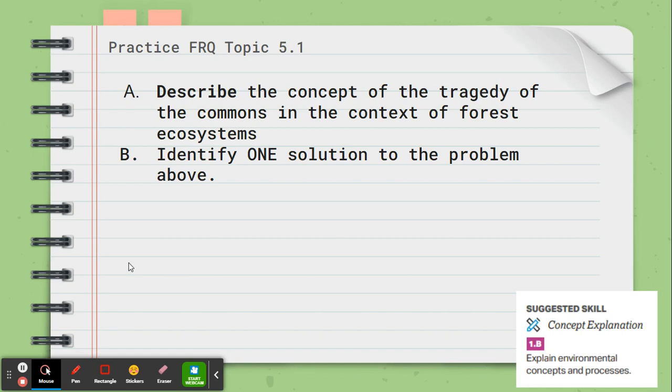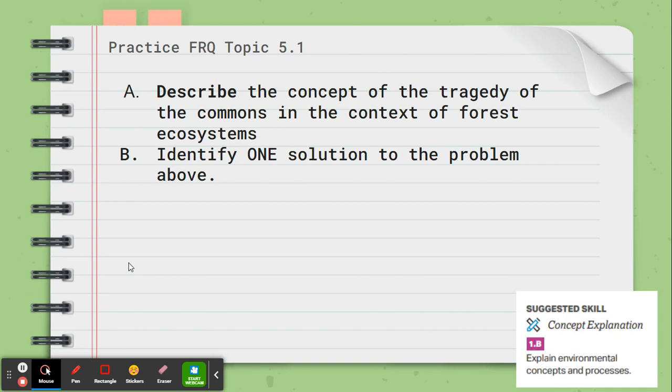So here's a quick little practice FRQ. You can pause the video at this point and write your FRQ in your FRQ journal and on the Edpuzzle. All right, at this point you should have written your FRQ response in the journal and on the Edpuzzle.